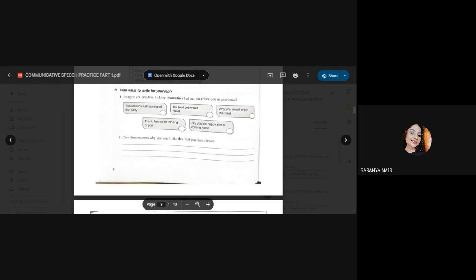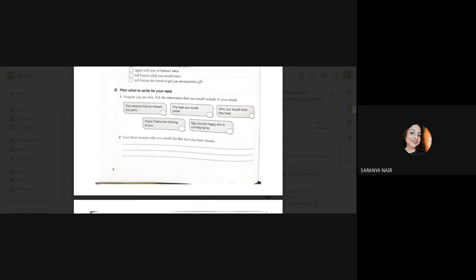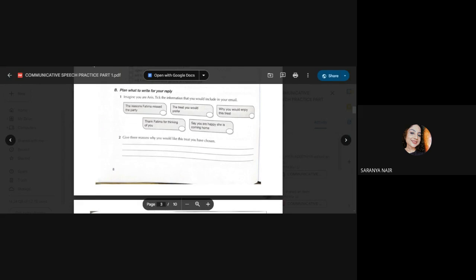So that's how you give your reasons, but your reasons must be consistent. For example, let's say you're choosing a gift. Your three reasons must be about the gift. If you're choosing a restaurant, then the three reasons must be about the restaurant. Because you see the question: give three reasons why you would like the treat you have chosen. So for that one treat, you only talk about that one treat.